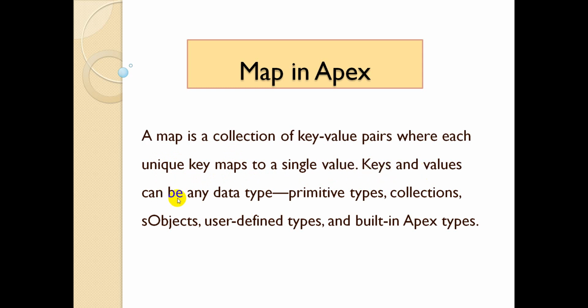Keys and values can be any data type: primitive data types, collections, objects, user-defined types, and built-in Apex types, like the classes which we work on in our org.